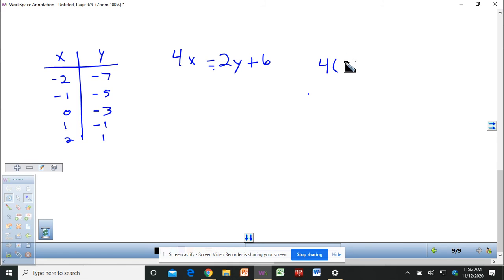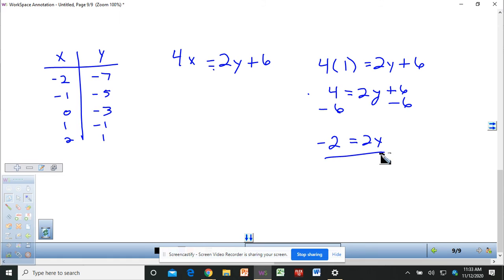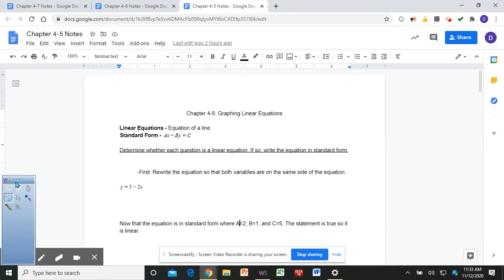And I suggest checking one more just to make sure you did your pattern right. So 4 times 1 equals 2y plus 6. 4 equals 2y plus 6. So we're going to subtract 6 from both sides. So then you get negative 2 equals 2y, divided by 2, and we should get negative 1, which we did. So that means our pattern is right. So all I have to do now is graph those. Okay, so it's a lot of plugging in and checking.